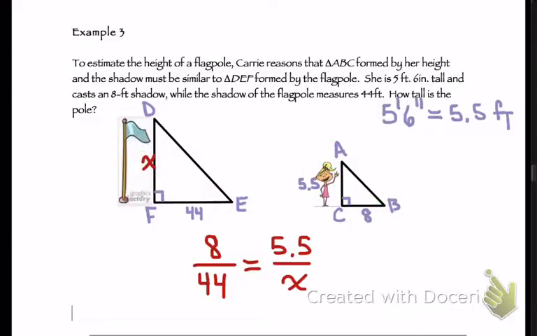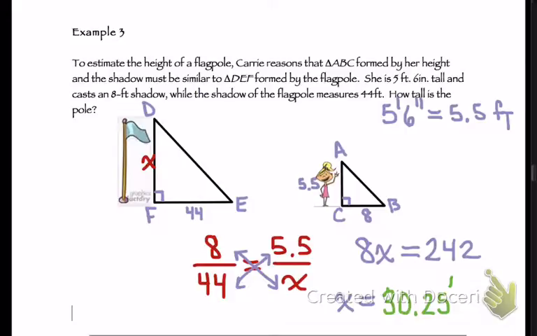How do you solve a proportion? Well, I think to solve a proportion, all I need to do really is to cross multiply. So I did 8 times x equals, well, 44 times 5.5 is 242. I then solve for x. I get 30.25 feet. Well, you know me. That's not going to be good enough. I want you to convert that back to feet and inches. So 30.25 feet, what is that in feet and inches? Well, you should be saying to yourself, it's 30 feet, 3 inches.